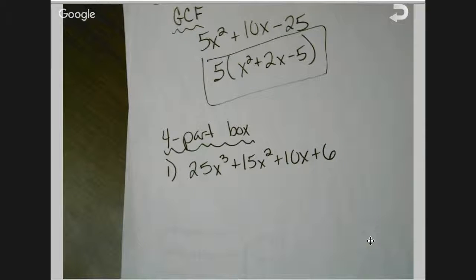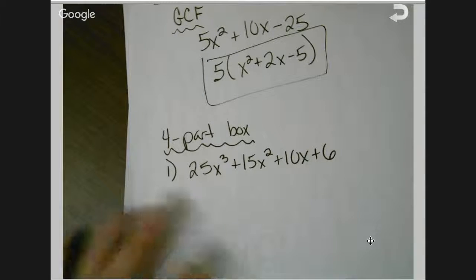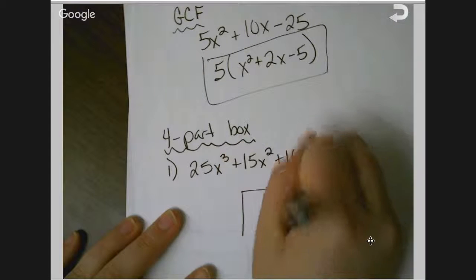So look at it always and say, can I take anything out? I have 25, 15, 10, and 6. If the 6 had been a 5, I could have taken the 5 out. If the 15 or the 25 had been even, I could have taken 2 out at least. But I can't take anything out of this, so I'm going to leave it alone. And I'm going to draw my 4-part box.